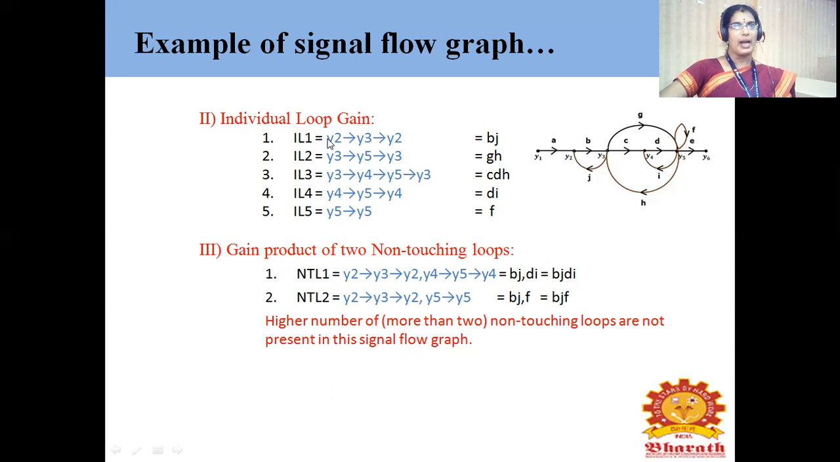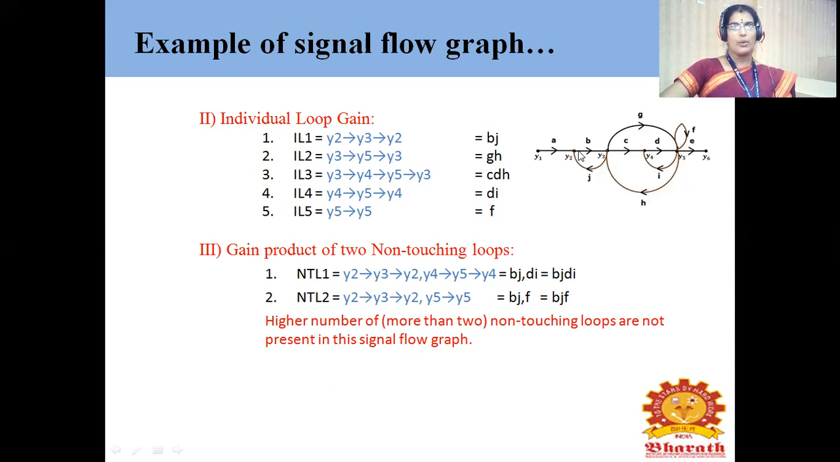Similarly, I am going to compare IL1 with IL5. So here Y2, Y3 are the nodes. Here only Y5 is the node. These 2 do not have a common node. So that is considered as non-touching loop 2. So I have written this one, Y2, Y3, Y2 and Y5 to Y5. These 2 loops are not touching. It does not have a common node. So I am considering that one. So here the gain product of the first individual loop is Bj and the fifth individual loop is F. So Bj into F is nothing but the gain product of the non-touching loop 2.